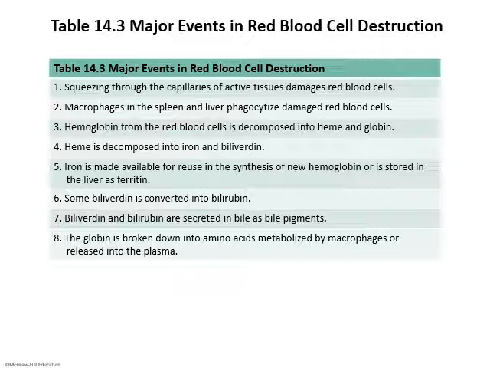So the key here is to remember that hemoglobin is split into heme and globin. Heme is broken down into iron and biliverdin. Biliverdin can be further converted into bilirubin. You do need to know the colors, so biliverdin was green, bilirubin is orange.